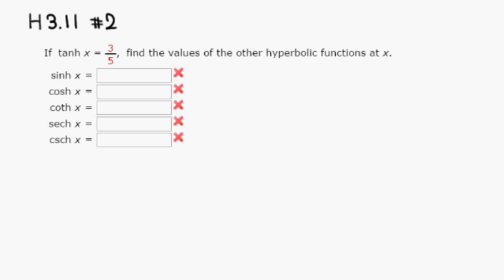Alright, so we know the identity we just learned: 1 minus hyperbolic tangent squared of x is equal to hyperbolic secant squared of x. So we can probably find secant from there. So we're going to take this value and plug it in here.